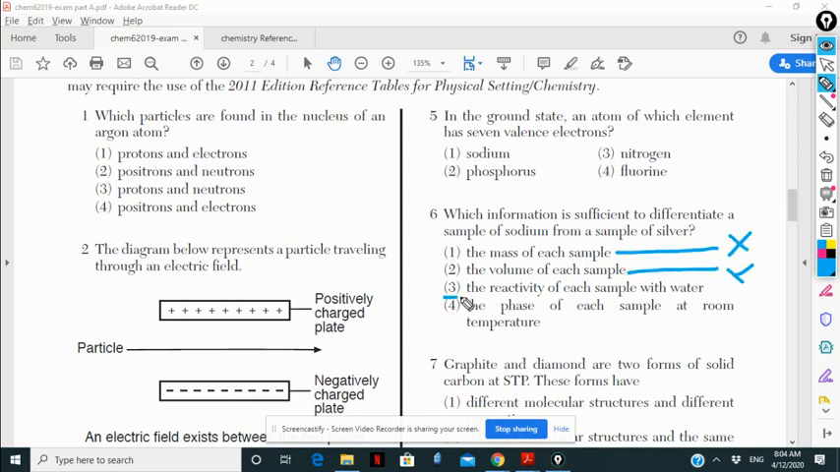But reactivity, yes, because sodium is one of the elements that can replace hydrogen in water, while silver cannot. And for the phase at room temperature, both of them are going to be solid metals, so I can't say it's a good differentiation. So the only answer that can be used is number 3.